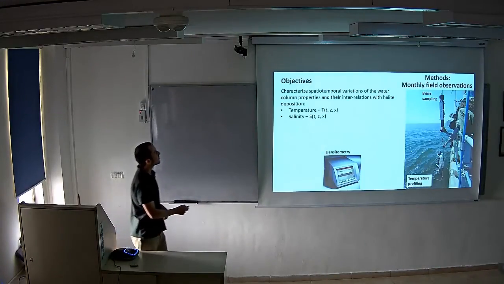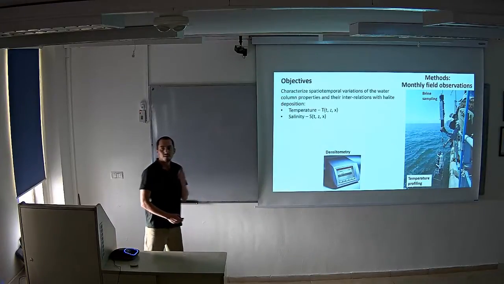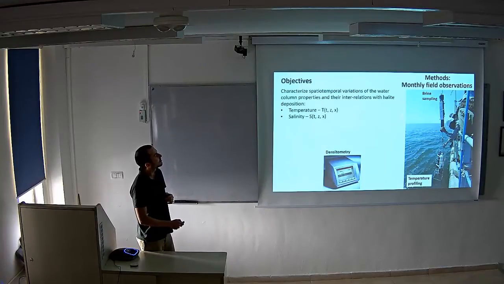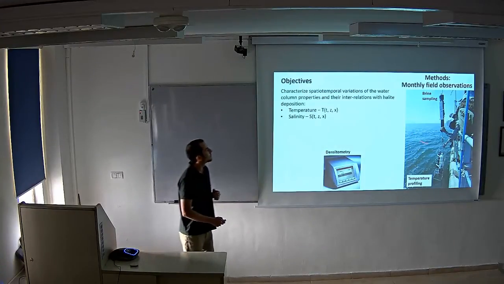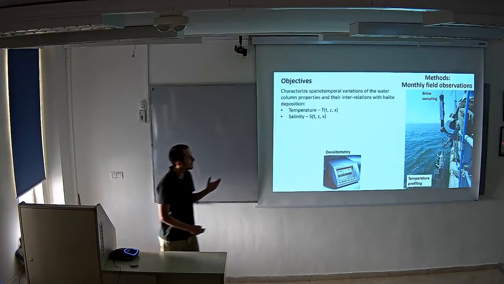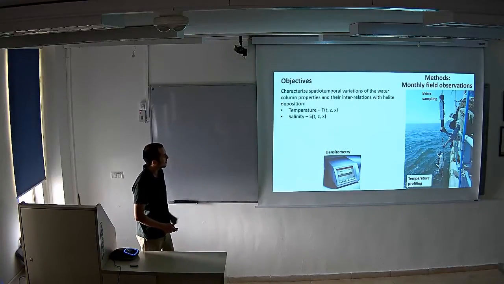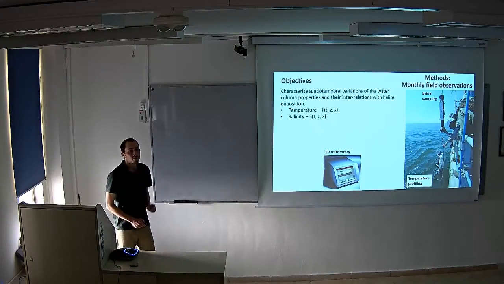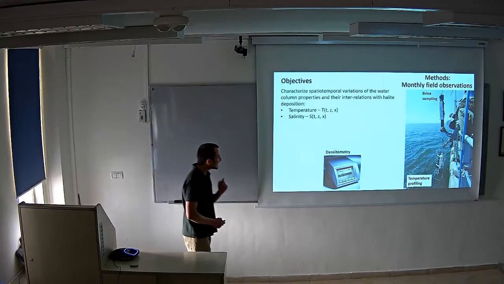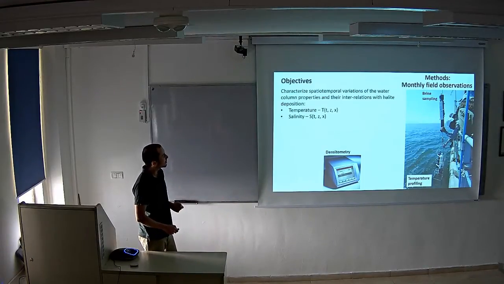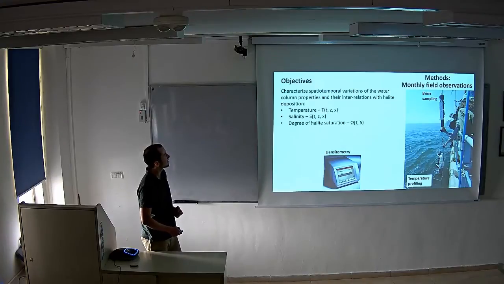So we start by characterizing temperature and salinity along the water column. We use a standard oceanographic tool. So these are Niskin bottles for brine sampling, and this is the CTD for temperature profiling. That's what we use. And in the lab, we have a highly accurate density method that can capture the slight variations in salinity between different depths along the water column and between the seasons.